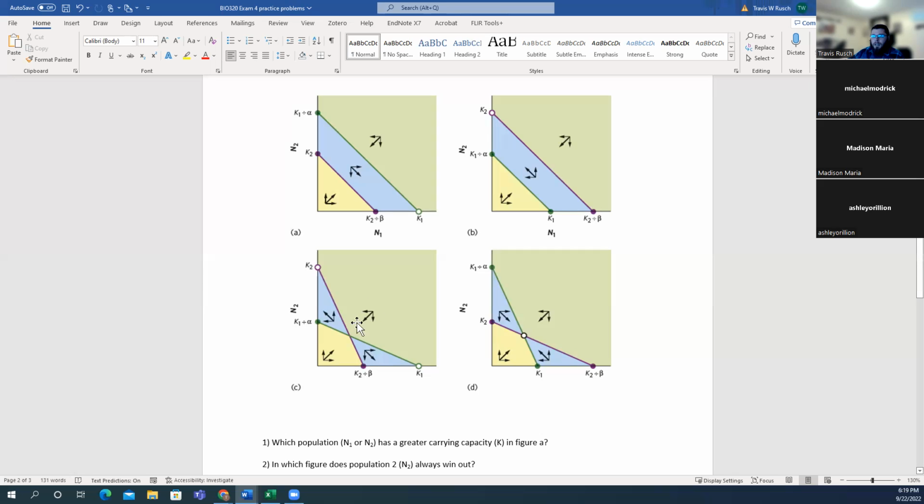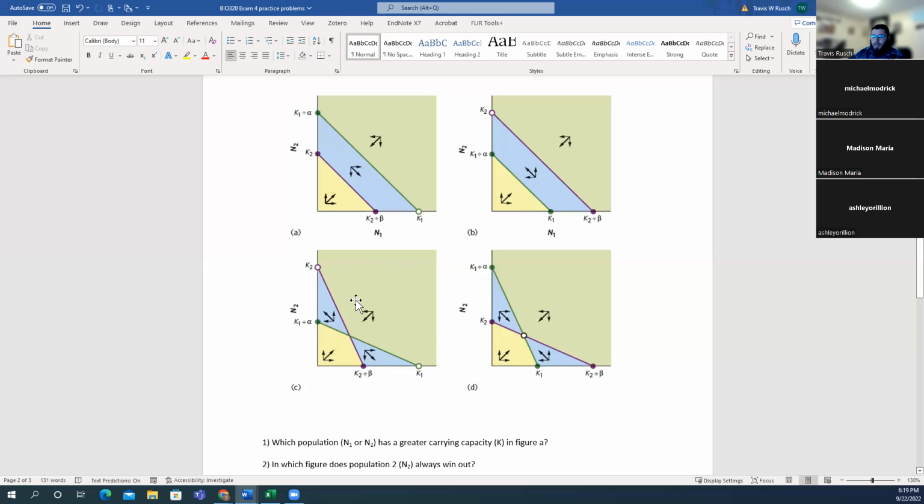Because there's a cross. If we start somewhere over here and we go down and go to this blue region, it's going to push towards species 2 winning out and species 1 going extinct. But say we start over here and it pushes us down into this blue region, then the arrows point this direction and it's pushing towards species 1. So this is really going to depend on the starting populations of both species.